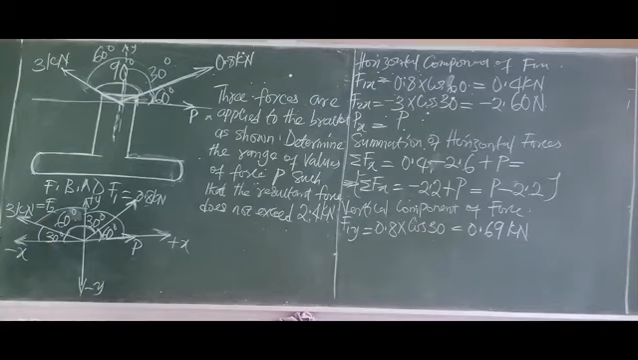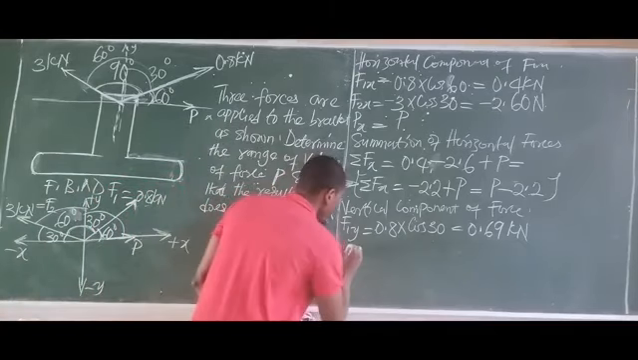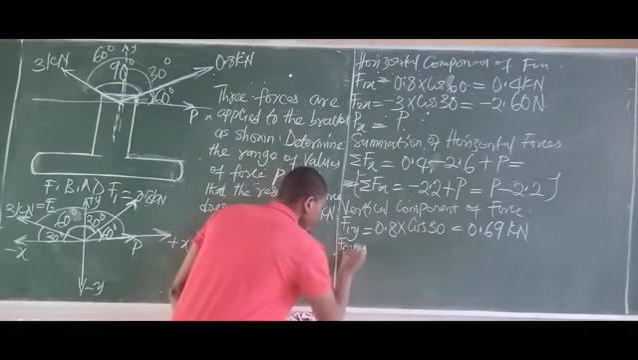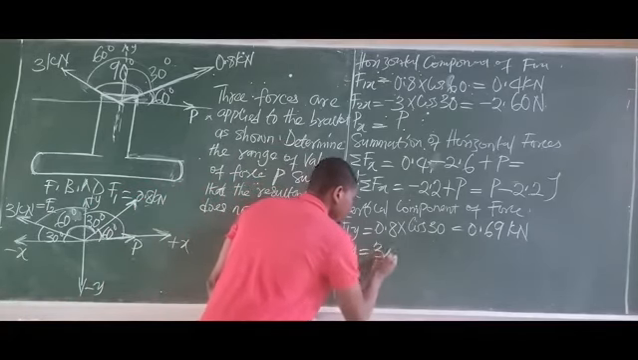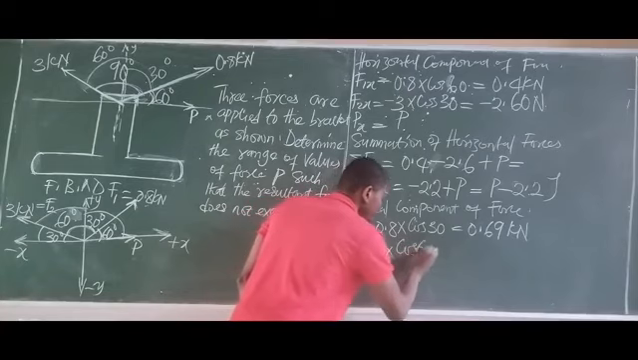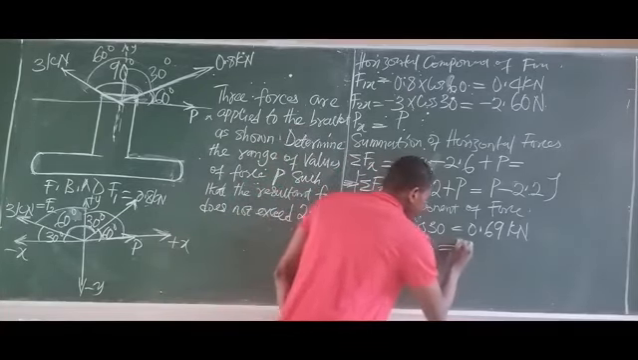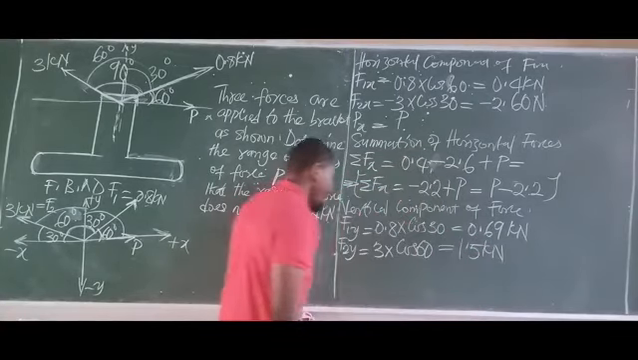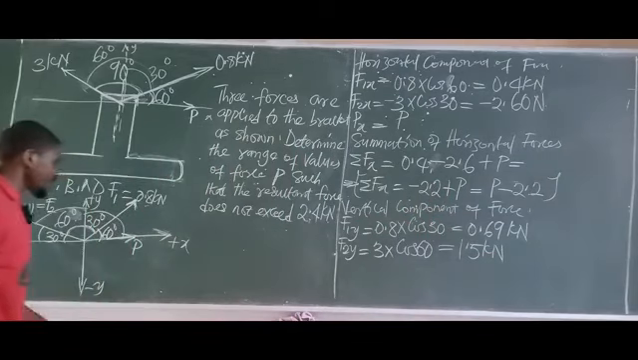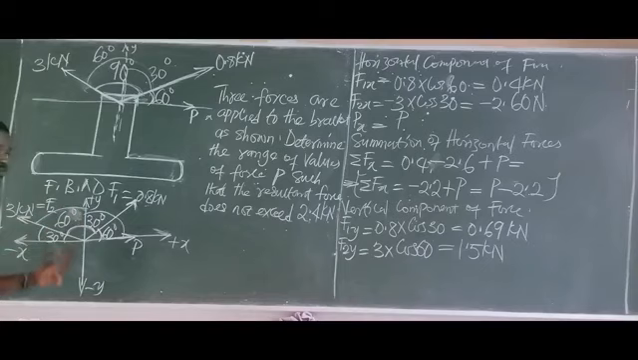So remember, multiply the force by cosine of the angle it passes through. So F2y is now equal to the magnitude 3 multiplied by cos 60. I will do this all at once. 3 cos 60 will simply give me 1.5 kilonewtons. I have this. Finally, we are now to resolve force P in the vertical direction.